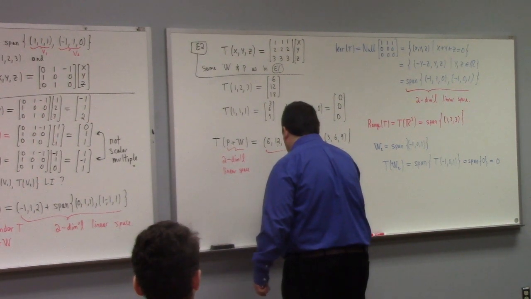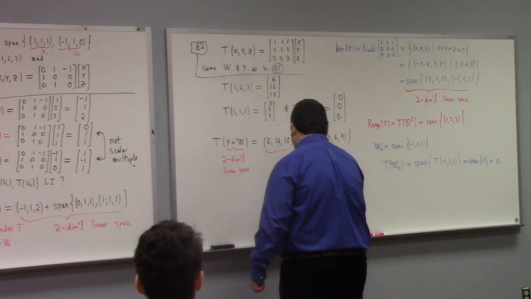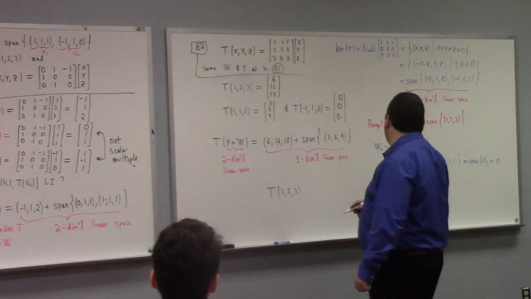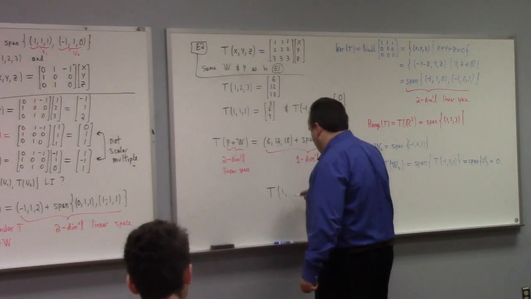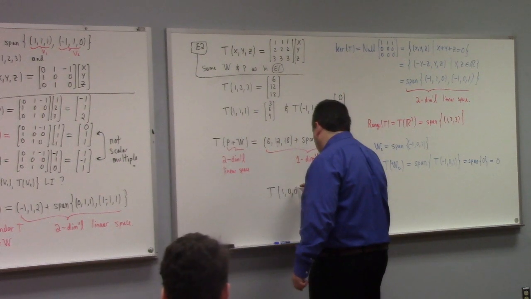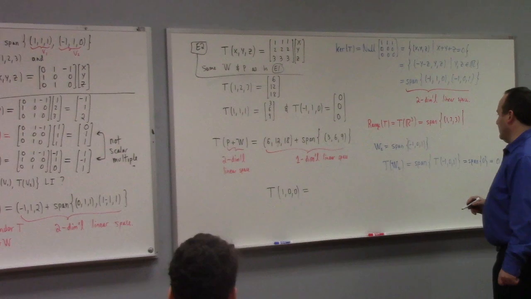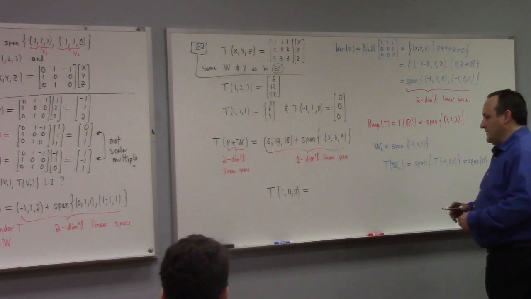What if we look at T of 1, 2, 3? What's it do? Well, that's not the way to think of it. What if we look at the T of 1, 0, 0, what do we get? Well, it's not the only thing, but well, let me just say it this way.